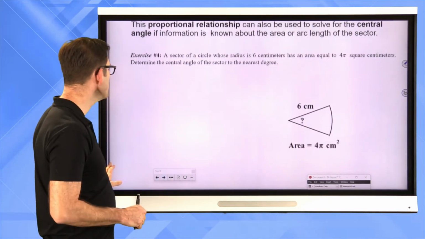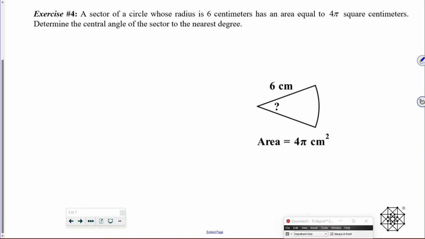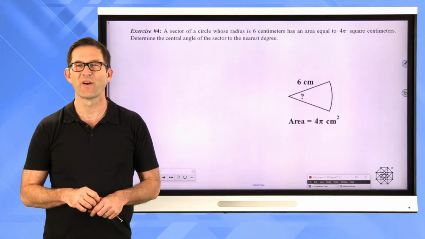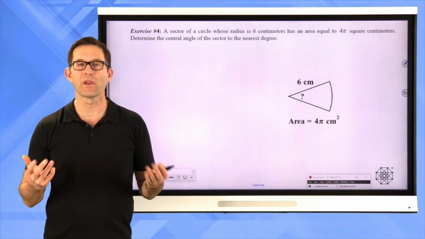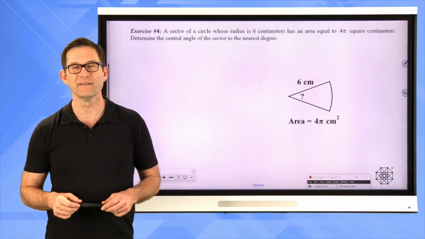Okay, so let's take a look at exercise number 4. A sector of a circle whose radius is 6 centimeters has an area equal to 4 pi square centimeters. Determine the central angle of the sector to the nearest degree. All right, well, what I'd like you to do is play around with this idea for a little bit, and then let's see what we get.